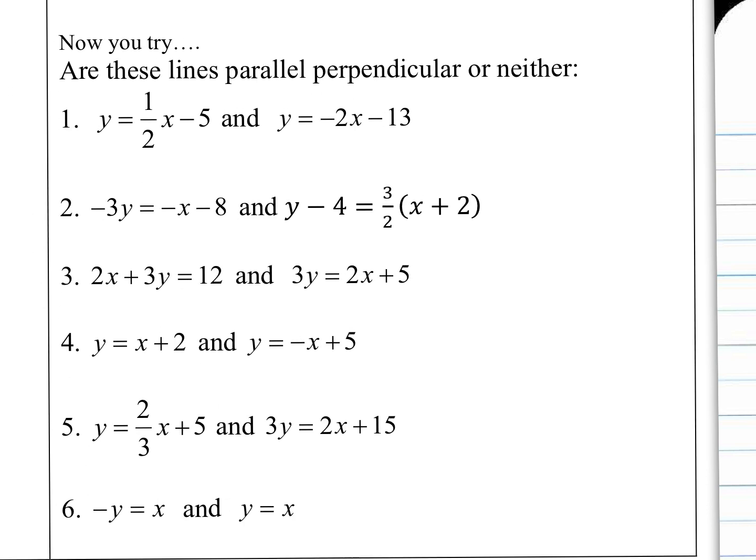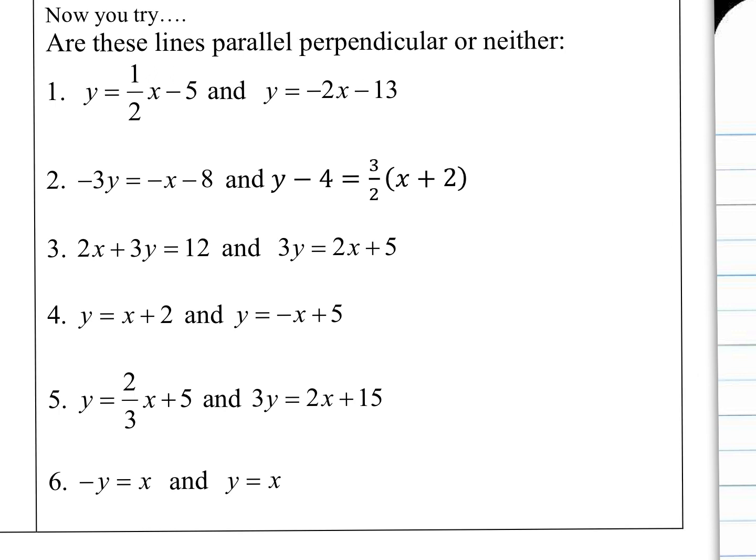So here are the actual types of questions you're going to see on the last part of the test. I give you two equations, y equals 1/2 x minus 5 and y equals -2x minus 13. Are these parallel, perpendicular, or neither? So yes, these are perpendicular. Why? Because, well, first of all, we could clearly see the slope on both of the equations because they are in y equals mx plus b.